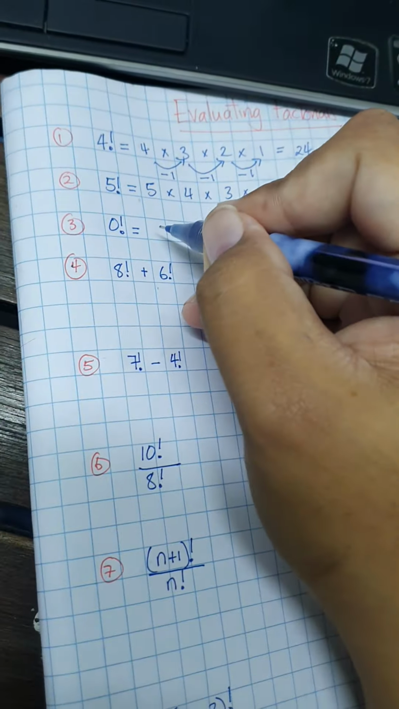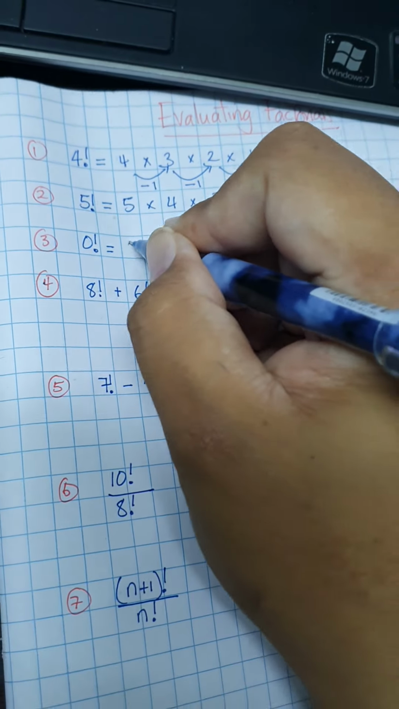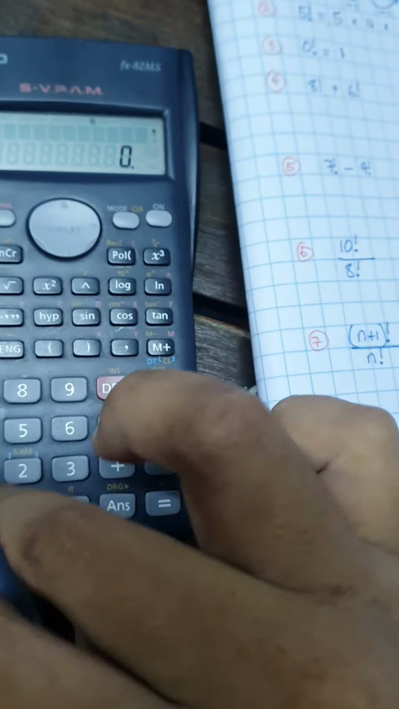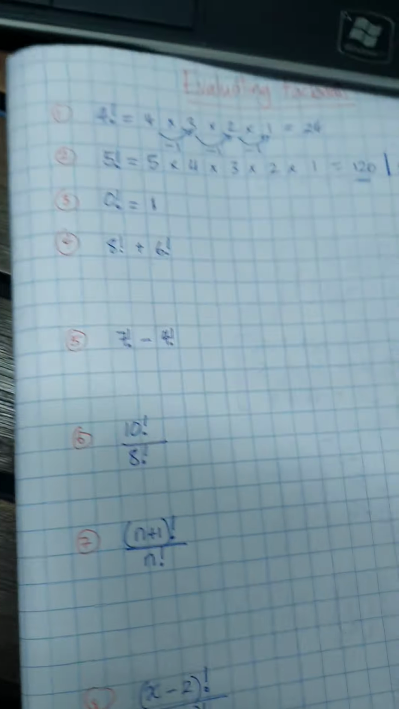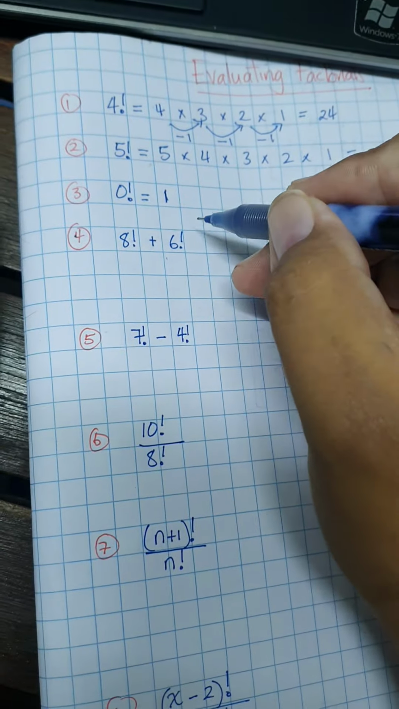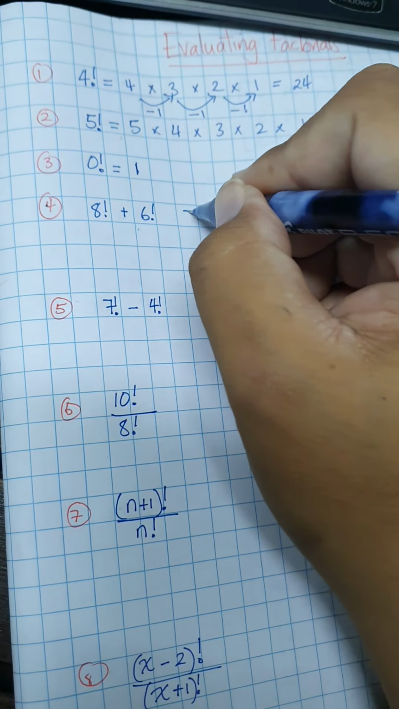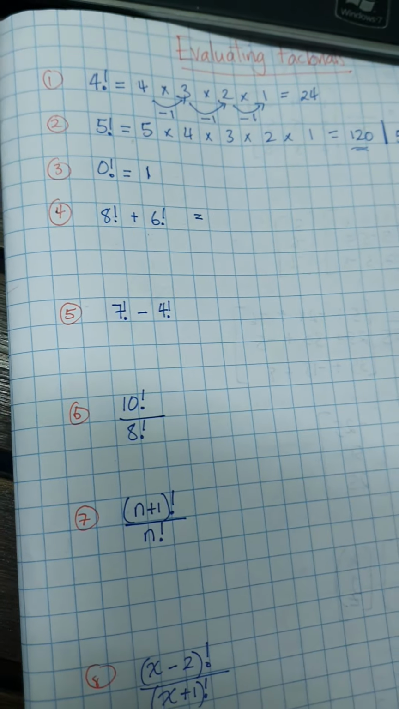Zero factorial is a special case. It equals 1. If you write it on the calculator, 0 factorial also gives you 1. In such cases, you need to simplify first in terms of factorials.